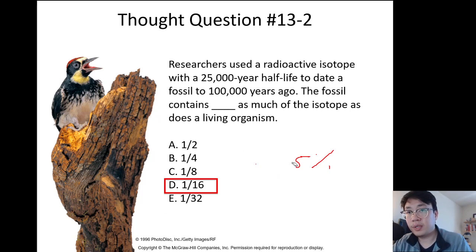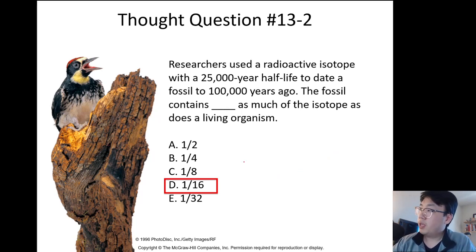Let me erase this really quick. So they did it with fractions. In order to show a fraction for 100%, we do 1 out of 1. Okay, and we know that it took 4 half-lives. So we're going to multiply it by 4 half-lives.